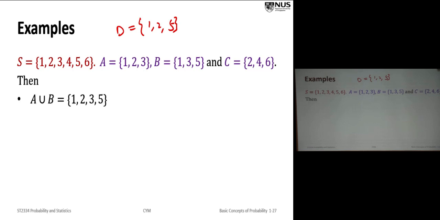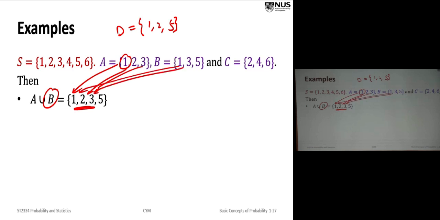Okay, so A union B. Those outcomes that belong to A or belong to B. So what you look at is, okay, 1 must be there, 2 must be there, 3 must be there because they belong to A. Then you go to the next one because we are talking about A union B. In B, we have 1, which is already there. So 1, 3. But 5 is not there, so I have to add 5. So the union will be 1, 2, 3, 5.